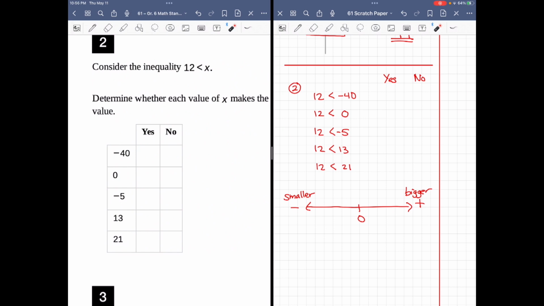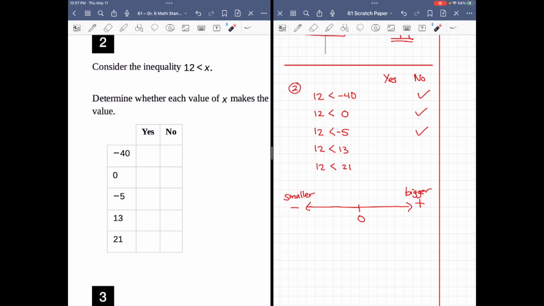Here we have 12 is less than negative 40. And since 12 is positive, it's bigger than negative 40, so this statement is false. Check off no for the first one. Next one, 12 is less than 0. And again, that is false, so check off no. Here we have 12 is less than negative 5, and that's false because 12 is greater than negative 5. So once again, check no.